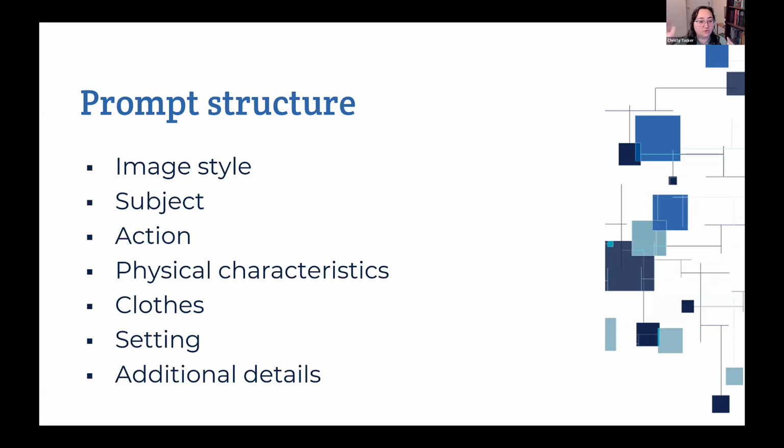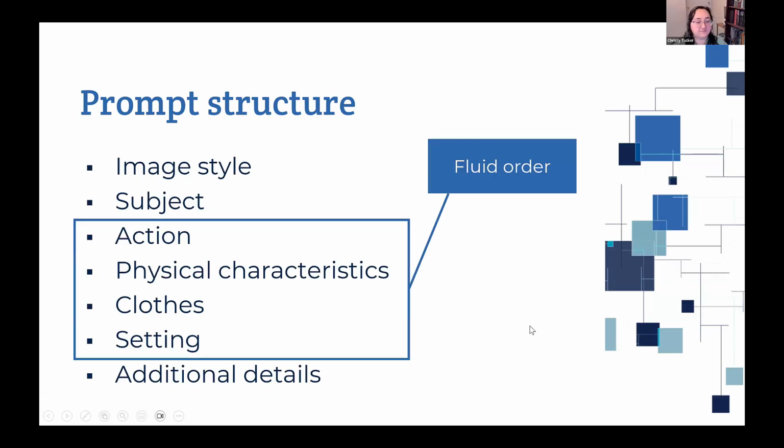So photo or illustration, I'll give you some more examples of the style part of it at the beginning. Then it is the subject. That subject, we're going to include something about race or ethnicity in there. The action that they are doing, something about their physical characteristics, and the clothes that they're wearing, sometimes the setting, any additional details. Now, the order of these, especially in the middle, is pretty fluid.